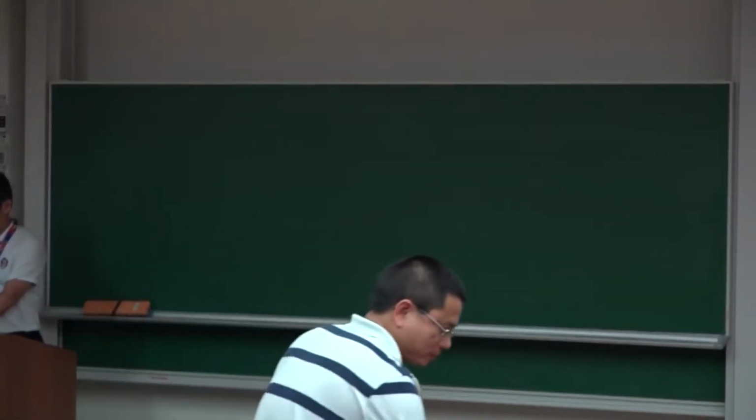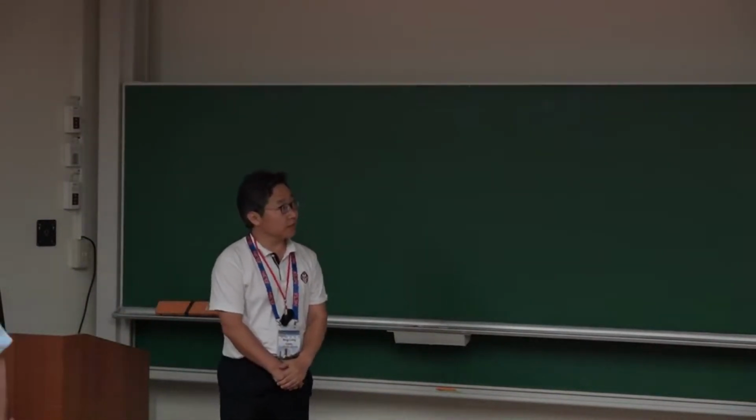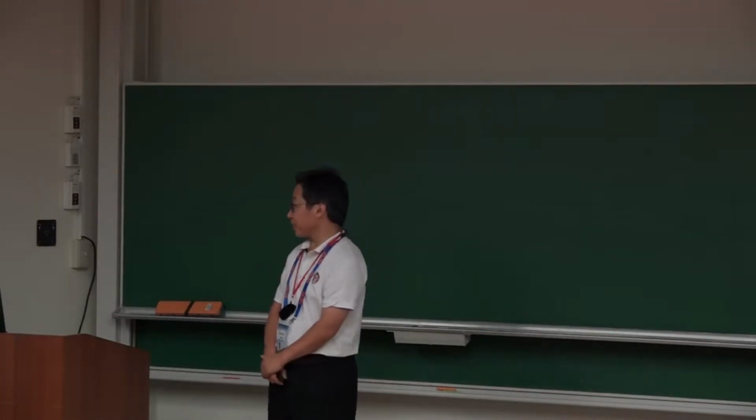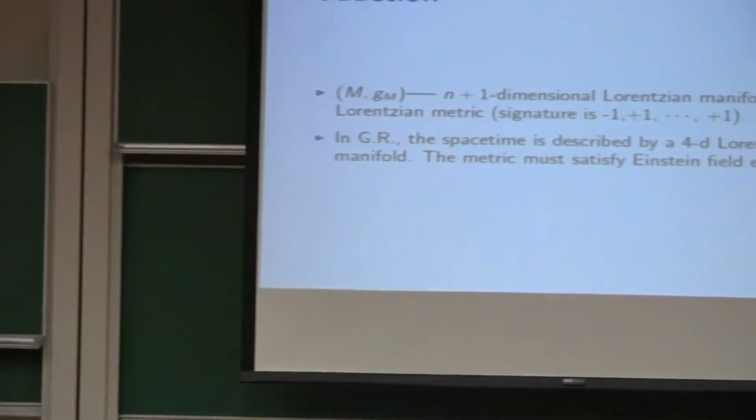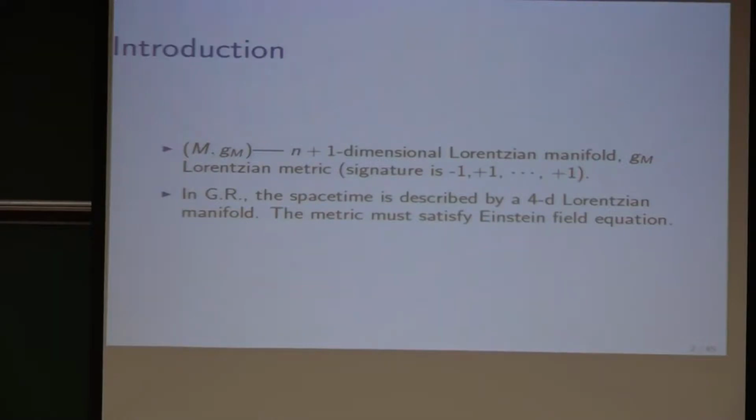Einstein equation, so let me give you a few terminologies. The first one is Lorentzian manifold. A Lorentzian manifold is just a differentiable manifold equipped with a Lorentzian metric. The Lorentzian metric has signature -1, +1, ..., +1, here we have one -1 and n +1s. For a Riemannian metric, we have signature +1, +1, ..., +1.